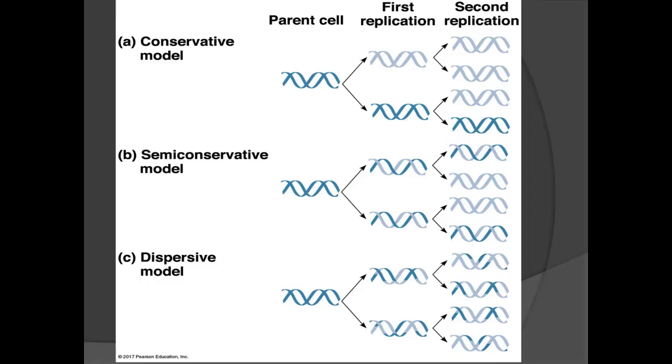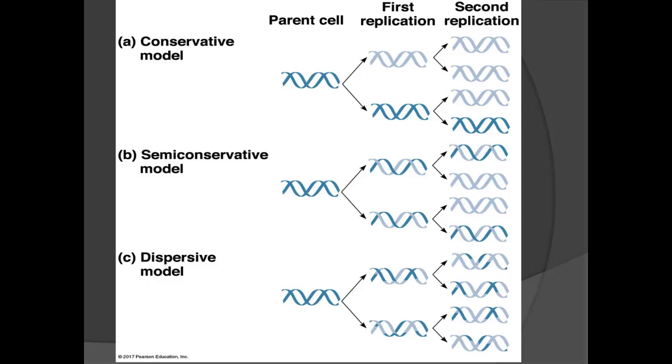Let us now go to the bottom of this diagram to look at the dispersive model. The dispersive model would state that the parent strand, fragments of the parent strand, would be used as templates for new DNA molecules. As a result, if this model were to hold true after the first round of replication, we would note that both daughter cells would have both parent DNA as well as new DNA. Subsequently, after the second round of replication, each of the daughter cells produced in the second round of replication would have both parent DNA that was radioactively labeled as well as new DNA.